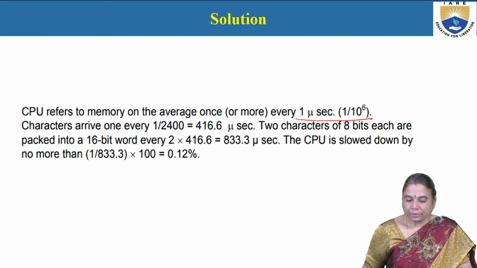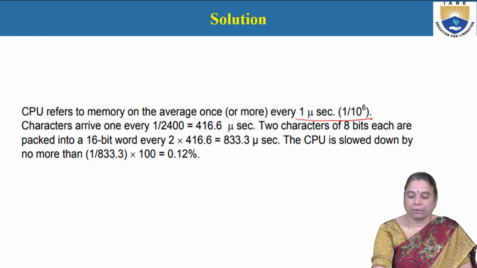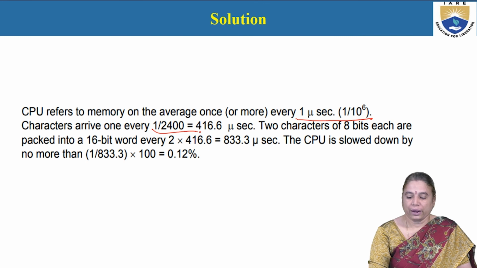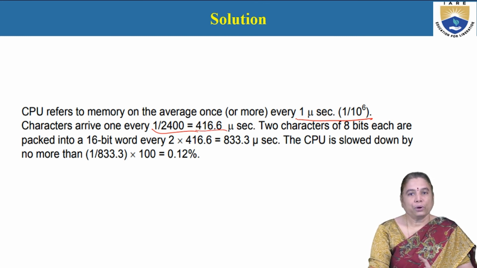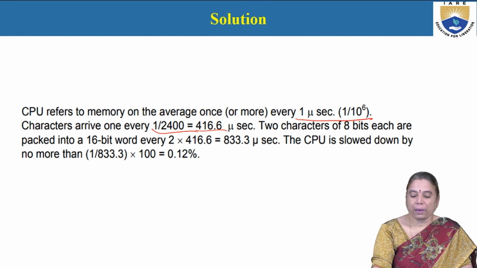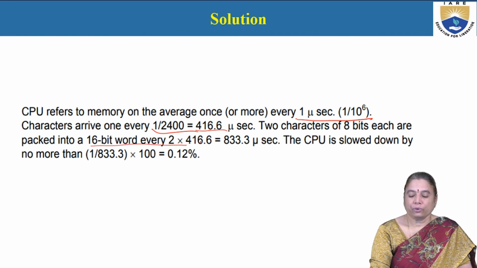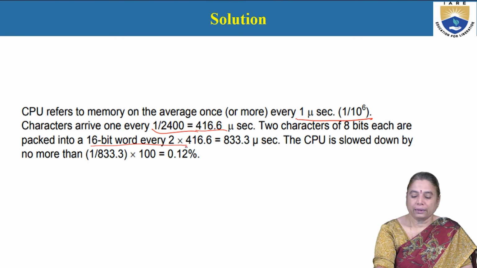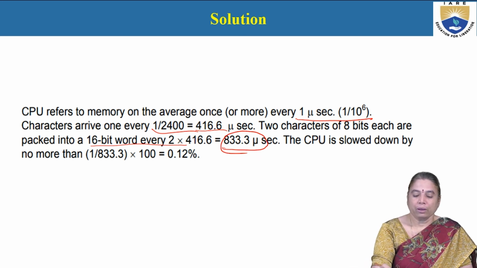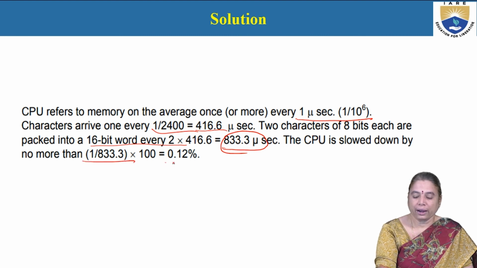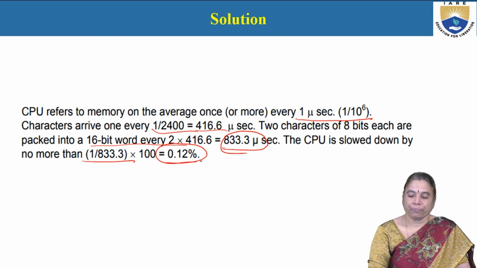Next, characters arrive every 1 by 2400, so 416.6 microseconds. So 2 characters of 8 bits each are packed into a 16-bit word. So 2 into the character rate 416.6, so 833.3 microseconds. So the CPU has to be slowed down by not more than 1 by 833.3, about 0.12%.